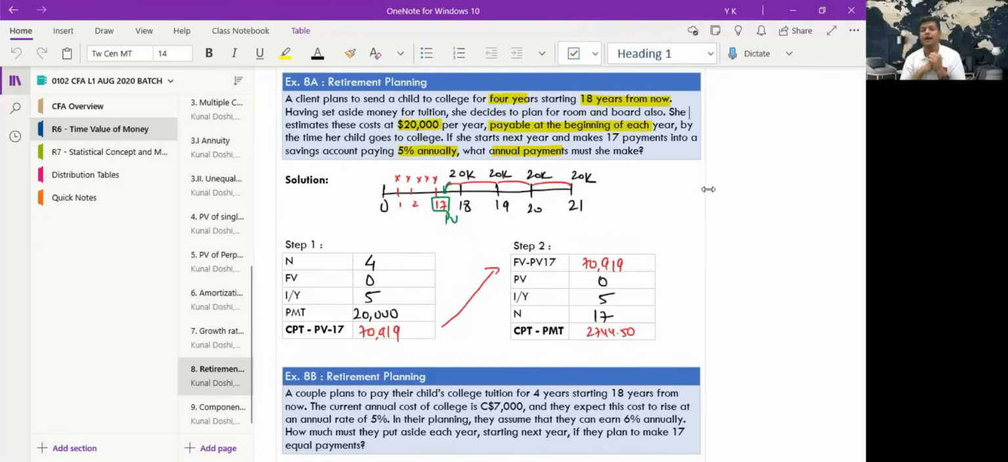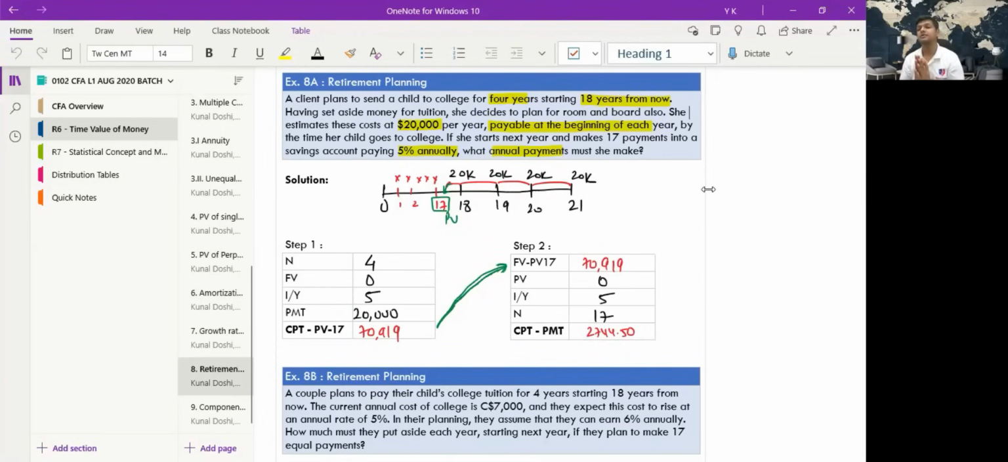Correct. Anyone has any questions here? Anyone, any questions? Has everyone understood why this PV becomes the FV later on?